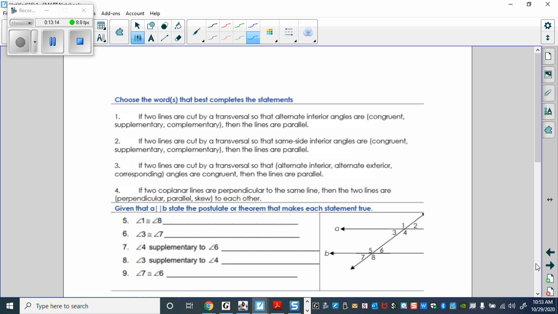So it says choose the words that best complements the statement. So before I go on, I'm going to just write supplementary angles and congruent angles. So we have supplementary would be consecutive interior, consecutive exterior. So add them up, they equal 180. Congruent angles would be corresponding, alternate interior and alternate exterior.